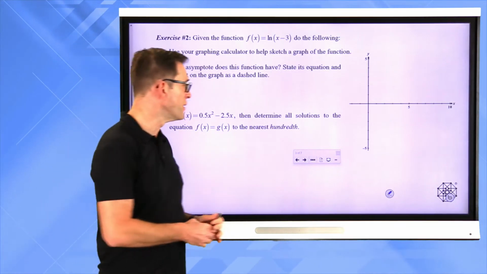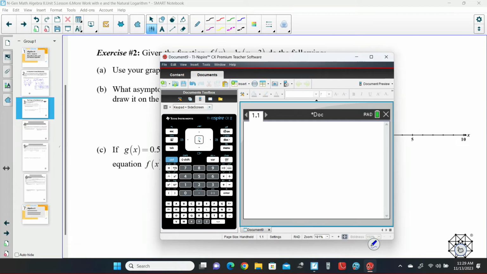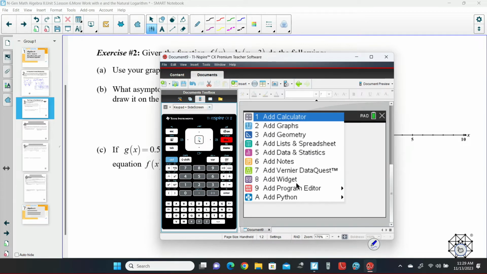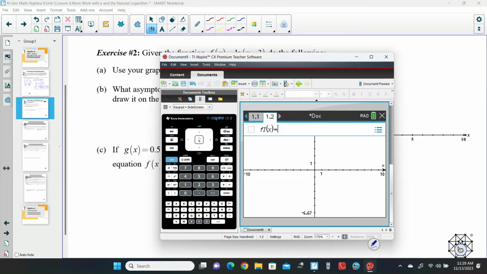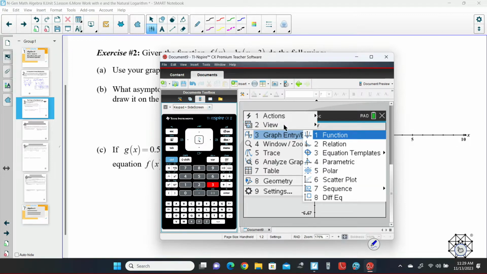All right, well, let's do it. Easy enough. We haven't graphed the natural logarithm yet, so I think I'm going to add a page. When I do this, put in the natural logarithm of x minus 3, and we'll hit enter. All right, we don't see much there. I don't know that that actually worked. Let me try that again.